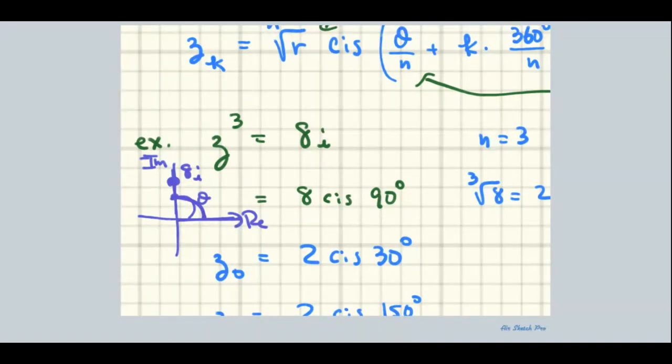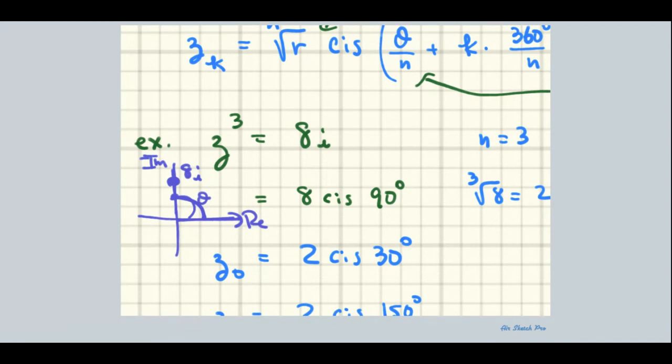Yeah, it's 8 units from the origin. I could do it if it was not directly on an axis. It'd be the square root of x squared plus y squared, right? In this case, the real part is 0, the imaginary part is 8. But I kept this really, really easy so that we could see it.